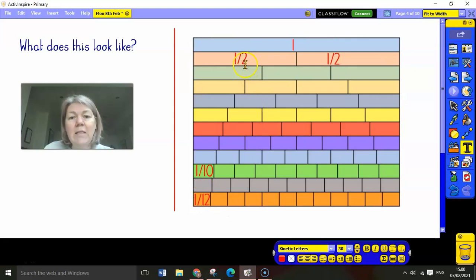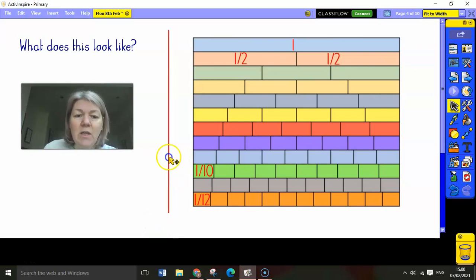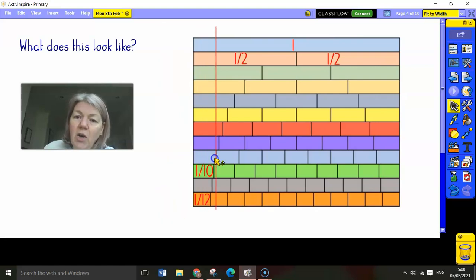Now notice, as our denominator gets larger, our part of the whole gets smaller. So that's something really important to remember as well. So if I was looking for equivalent fractions, I could use a ruler or something that's got a straight edge, and I could see that I could put the red line here onto this black line in the half.